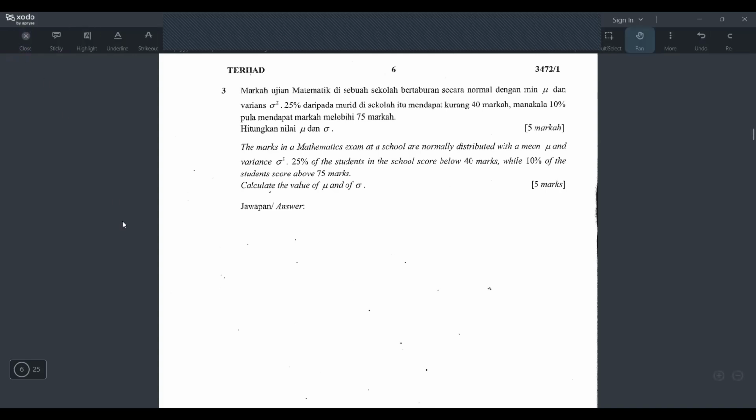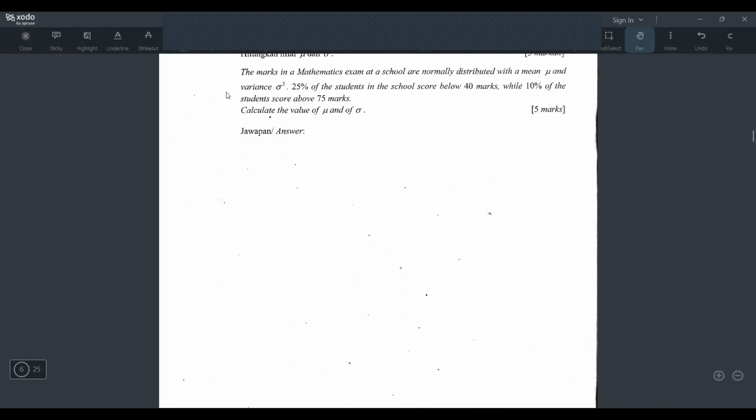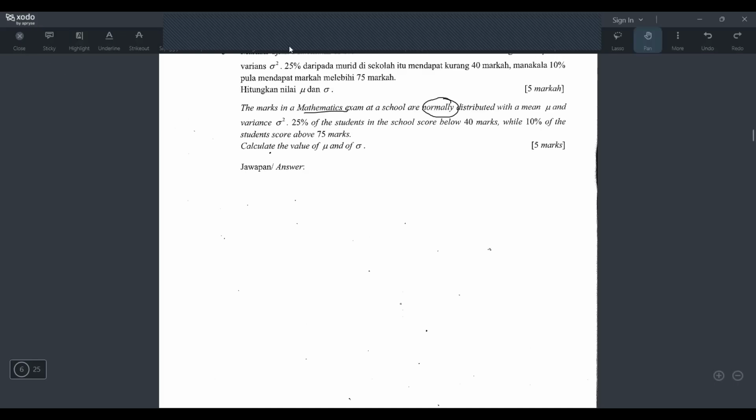Okay, let's keep going with question number 3. So question number 3 here, it says the marks in a mathematics exam at the school are normally distributed. So definitely it's a normal distribution. So later I have to use the table for this question, right? Do you know the table, the Z table, the Z score table? So before I go to the table, let's read the question first.